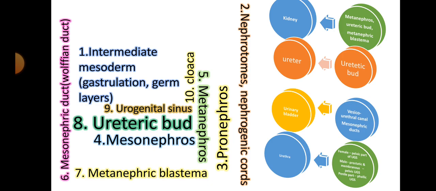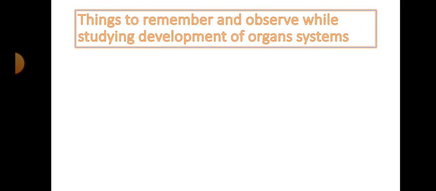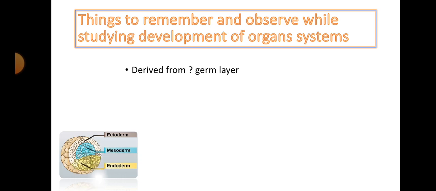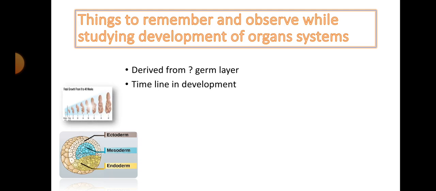So there are 6 things that we should remember and observe and note while studying organogenesis. First thing is the germ layer. There are 3 different germ layers. Which germ layer contributes to the development of the organ is a must. Second is the timeline, that is, which week the organogenesis begins and when it ends.